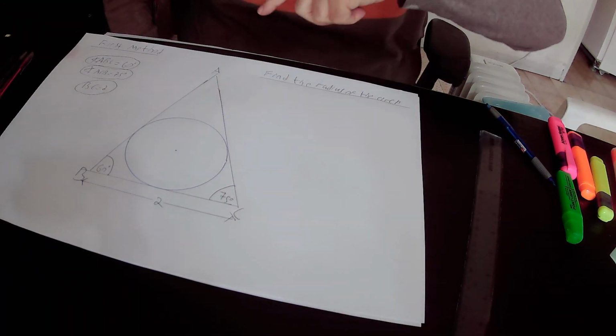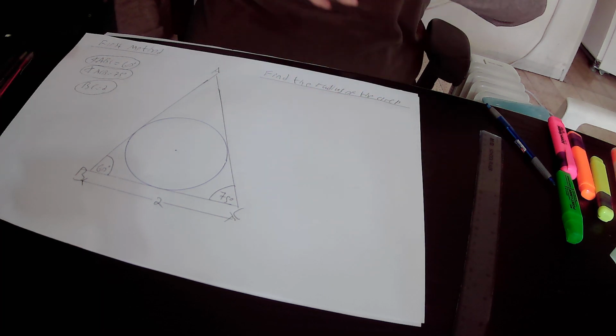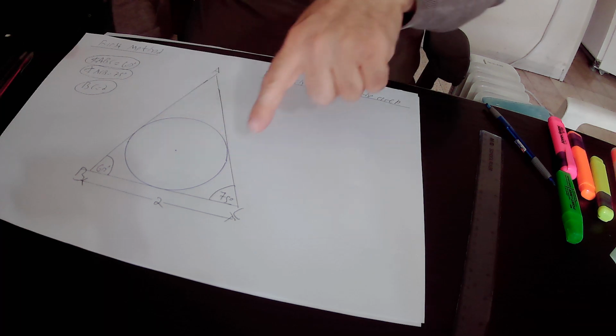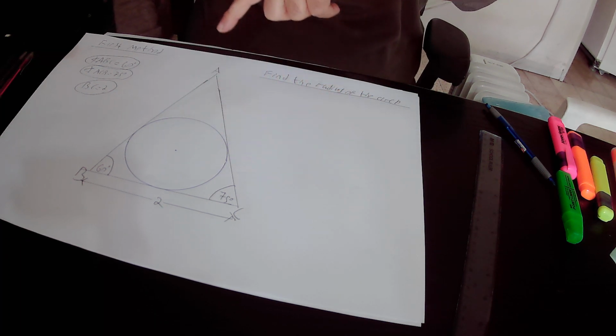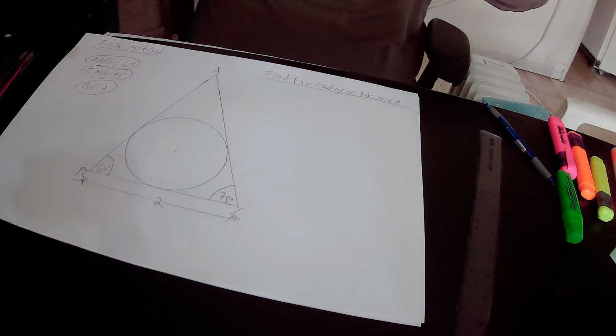And now in this lecture we'll find out the radius of a circle using two different methods. In the drawing we have triangle ABC. This circle is inscribed by triangle ABC.